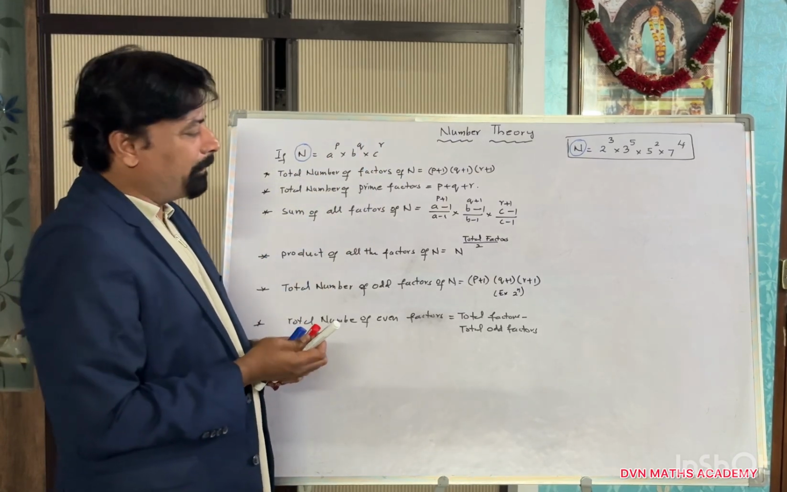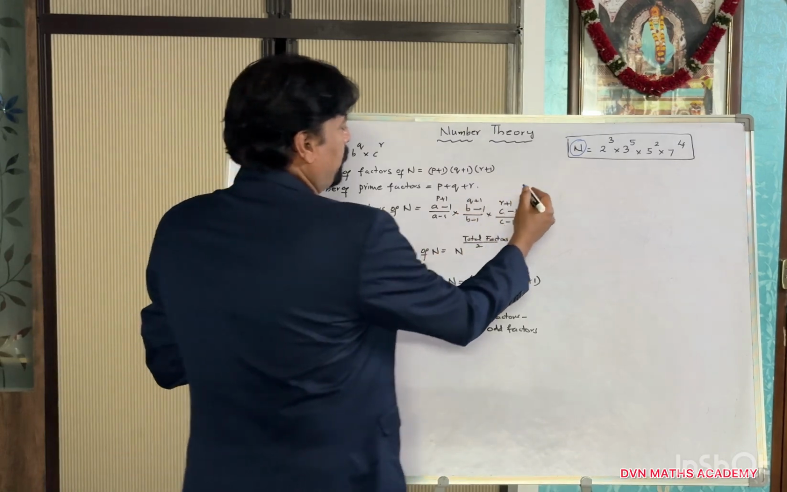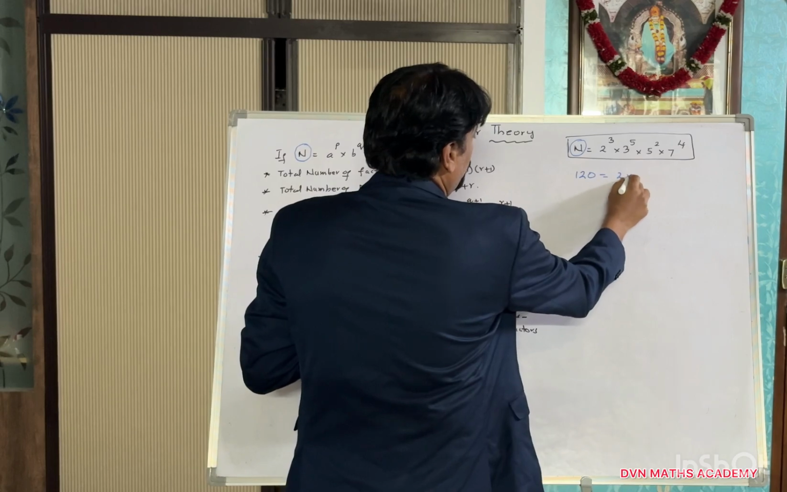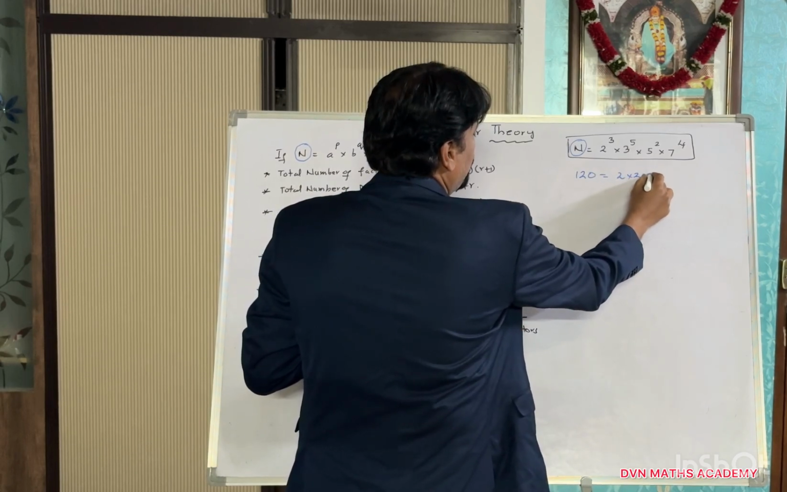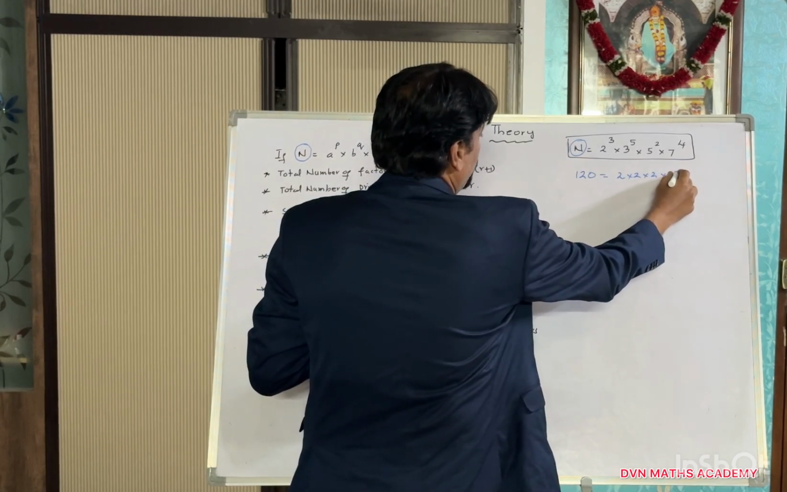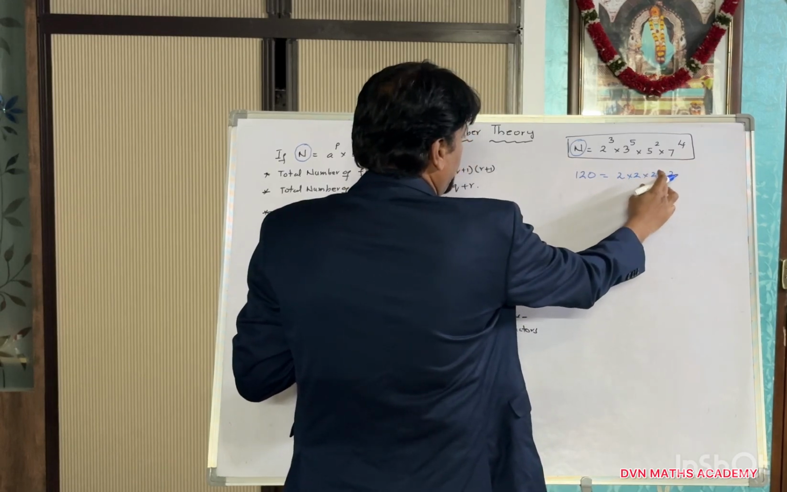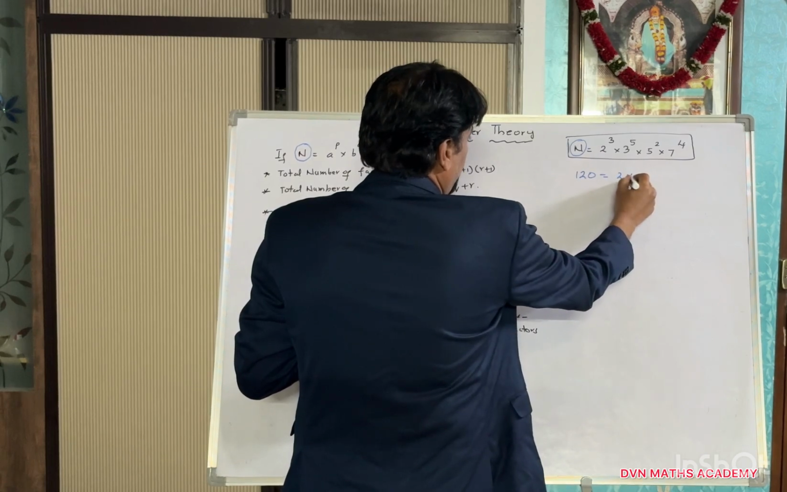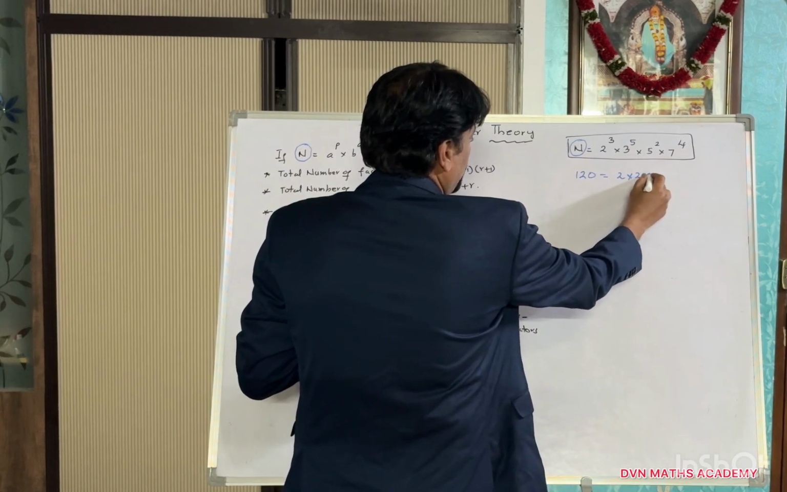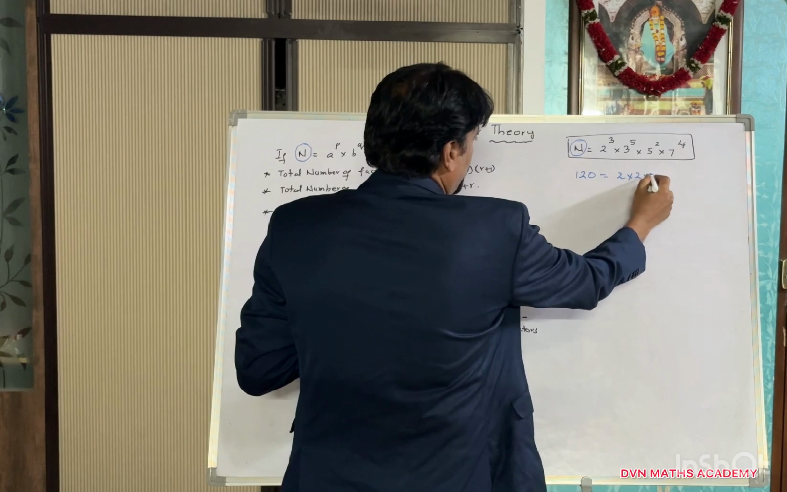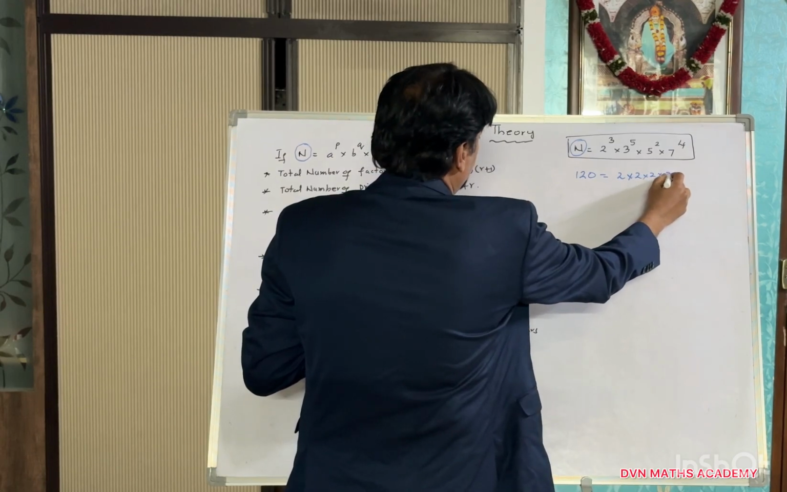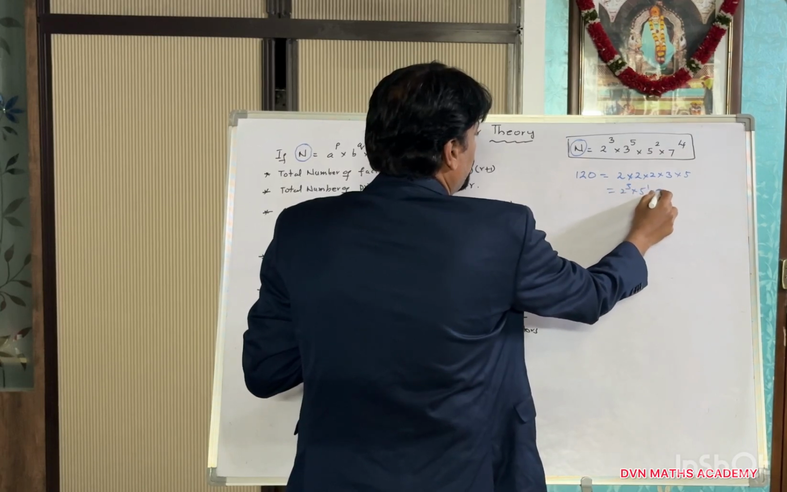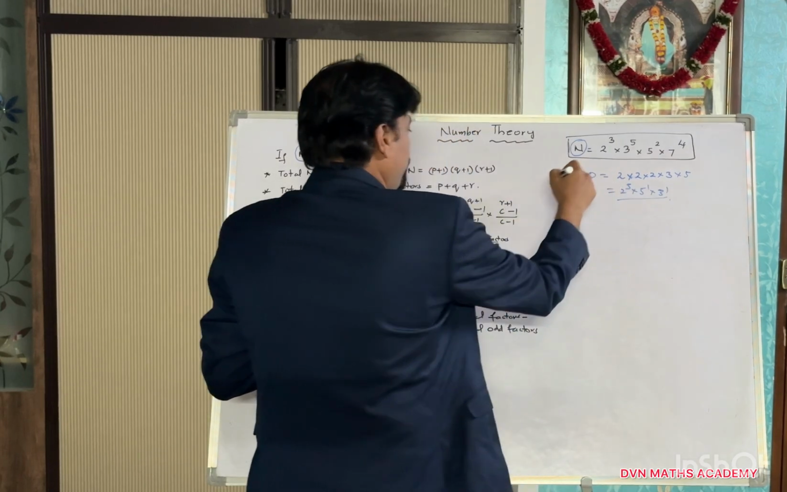For example, if I take 120, I can write this as 2 into 60, 2 into 30, and 2 into 15, and 15 means 3 into 5. So this is 2 to the power of 3 into 3 to the power of 1 into 5 to the power of 1. So this is the prime factorization of 120.